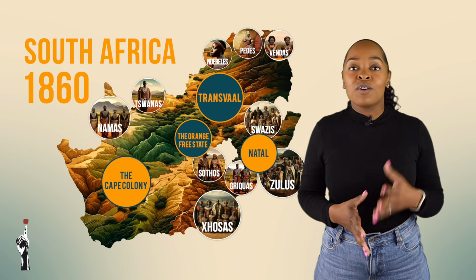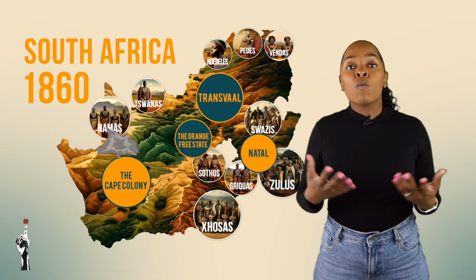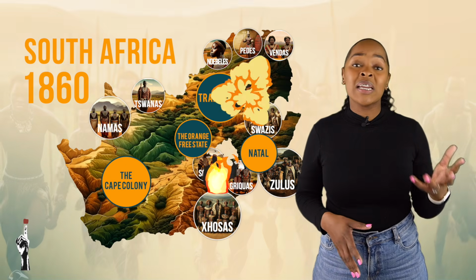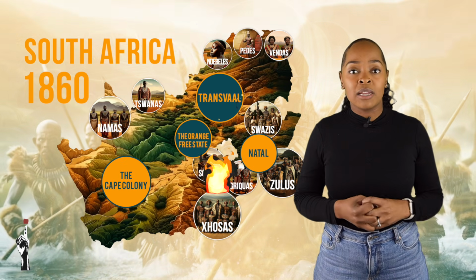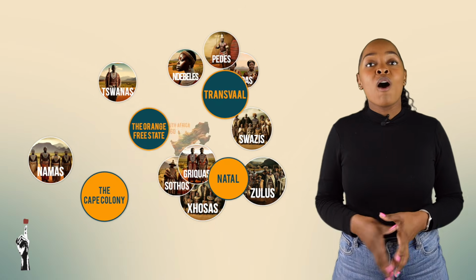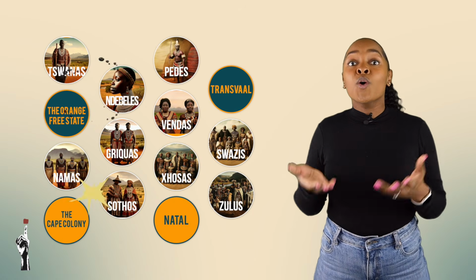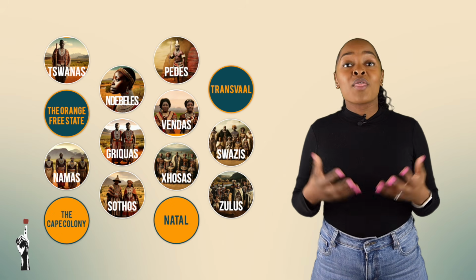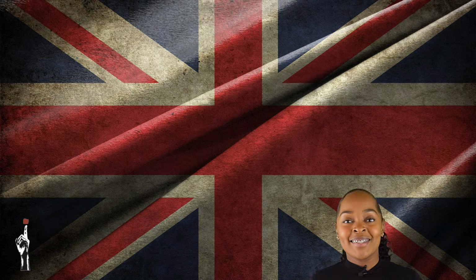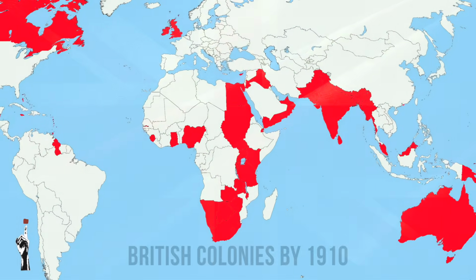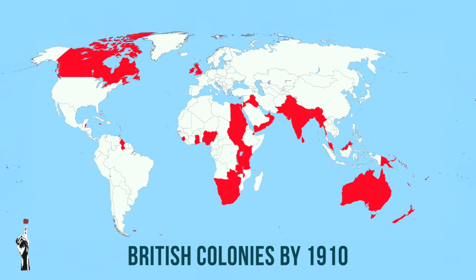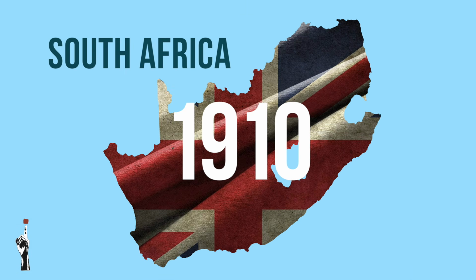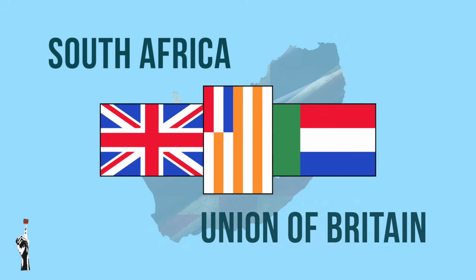With this variety of people groups in South Africa, one can only imagine the amount of riots, clashes, and tribal disputes that they may have gotten into. Of all these people groups, who do you think was the most powerful? The British, of course. Look how many colonies they had all over the world. Fast forward, spoiler alert, by 1910, the British had colonized the entire South Africa. South Africa became a union of Britain.